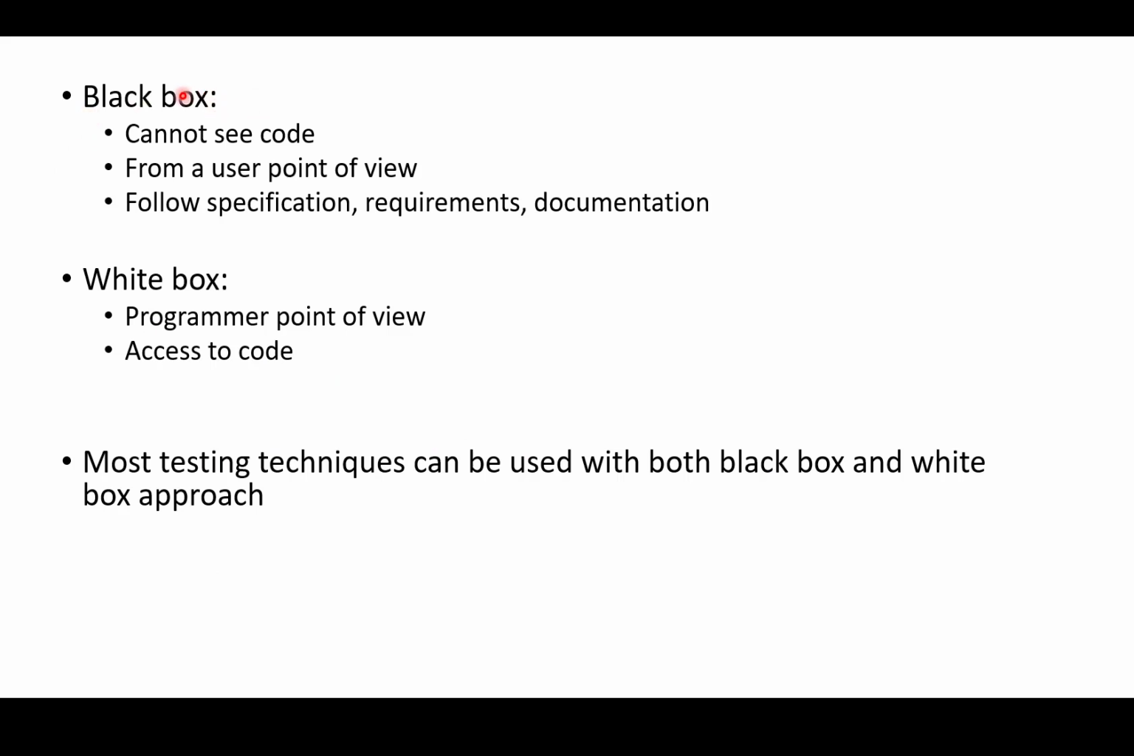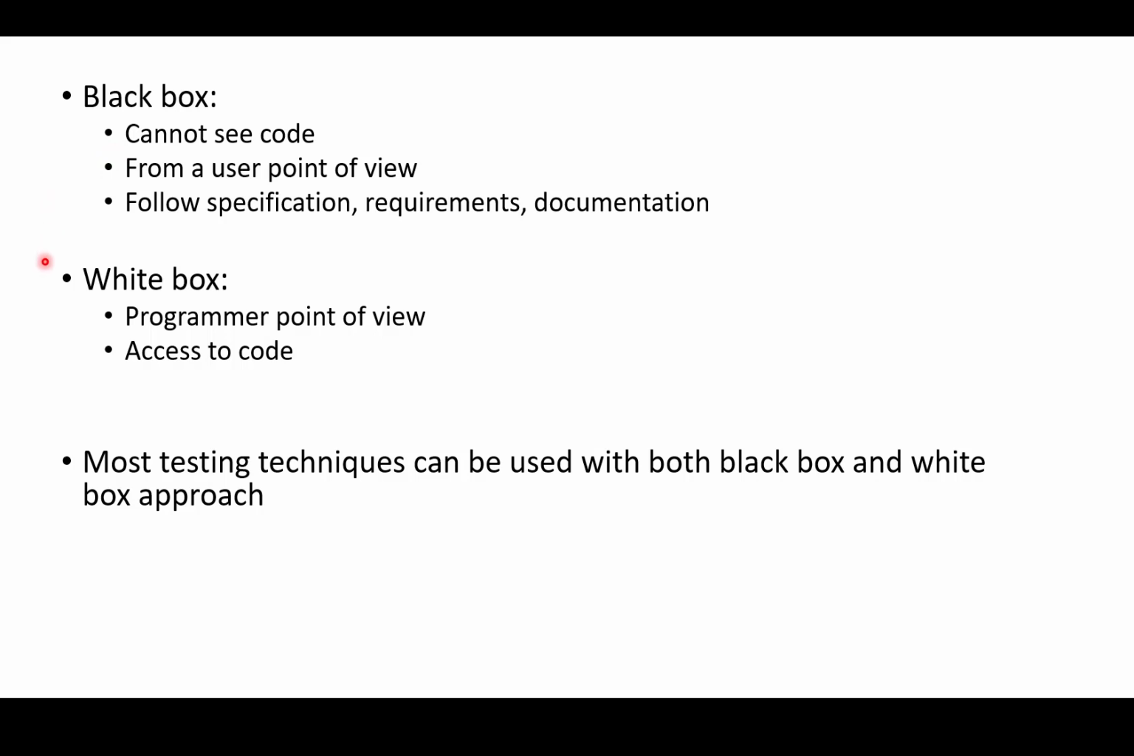So to sum up, the black box, we cannot see the code. Usually it's from a user point of view, and we have to follow the specification, the requirements, and the documentation. The white box approach is we have access to the code, and it's from a programmer's point of view. And most of the test variations can be applied using both a black box or a white box approach, or both. Sometimes there is a gray box approach, which is a mix, but I don't know if you can halfway mix it. Maybe you have access to part of the code but not all of it, so you white box some of it and black box the rest.